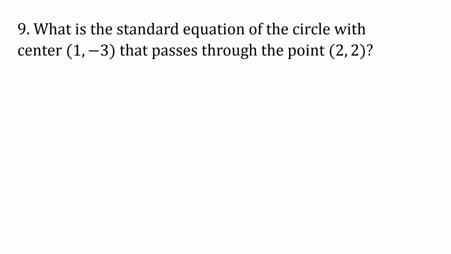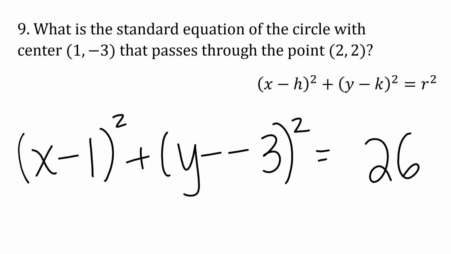All right, so let's put it all together. There's our formula. We know that h and k is the center of the circle. That's 1, -3. We know that r squared is 26. So there we go. X minus 1 squared plus y minus -3 squared equals 26. Go ahead and change that double negative to a positive, and you're done. That's it. That's the equation of the circle.